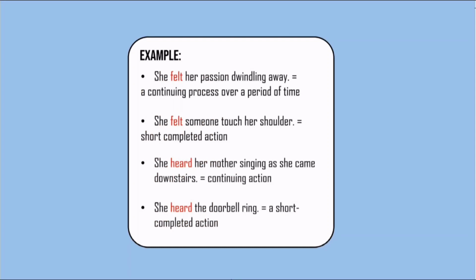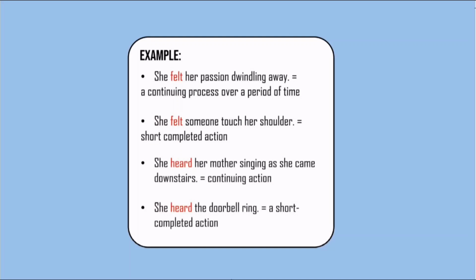For the first example, by using verb felt, she felt her passion dwindling away. The second sentence, she felt someone touch her shoulder. Notice the difference in meaning between sentence 1 and sentence 2. The verb felt in the first sentence means a continuing process over a period of time, while the second sentence is a short completed action.